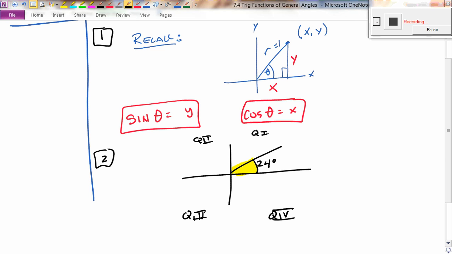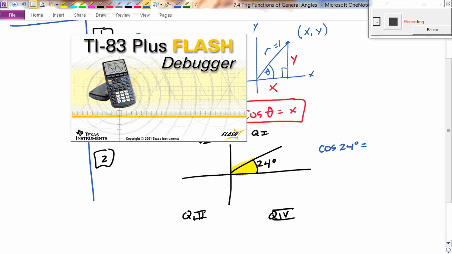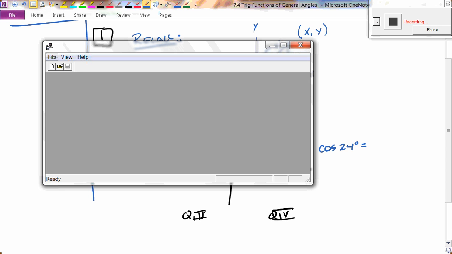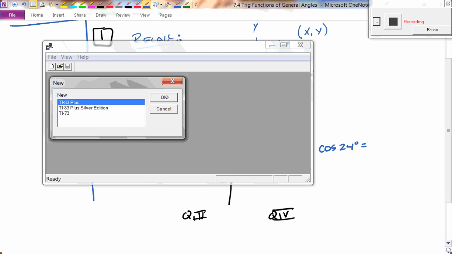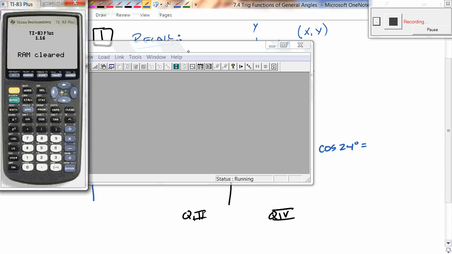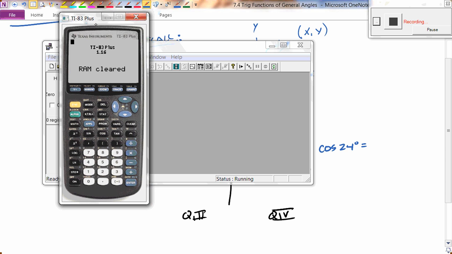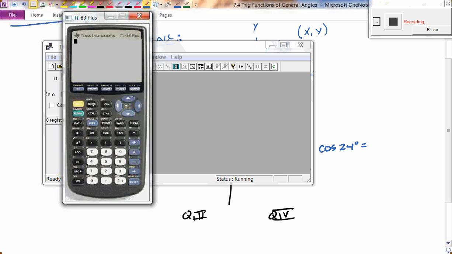And with quadrant 1, we're going to experiment with the cosine, okay? So if I ask you, what's the cosine of 24 degrees? Well, you're going to take your calculator out. You're going to make sure your calculator is in what mode? Degree, because you're asking for a degree, right? Some people did not know how to change their calculator to degree mode, so if you hit the mode button, go to radian, go over to degree, highlight the degree, and that's how you put your calculator in degree mode.